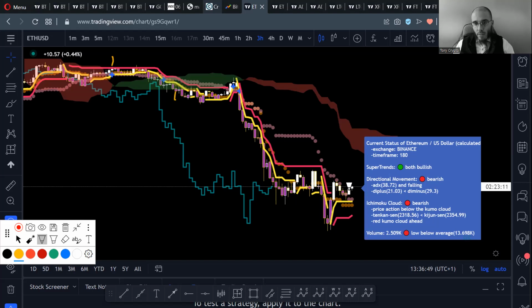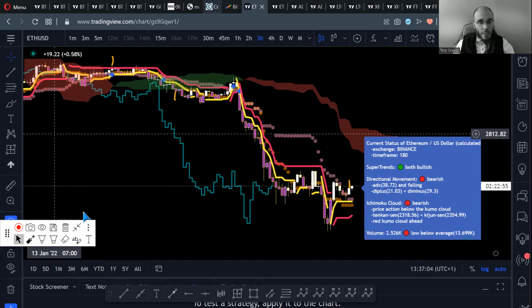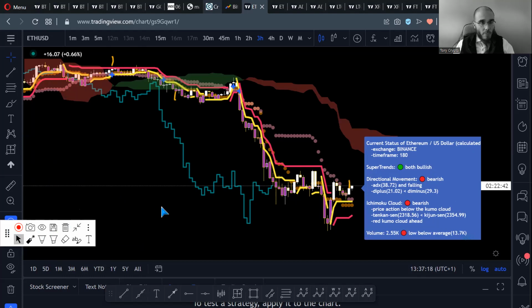And now, since you have a close above the Kijun, those dots, since you have a close above the Kijun, you would exit, and that would make you a nice profit on Ethereum. So on Ethereum, if you only traded according to Ichimoku, you would have had a very good result.